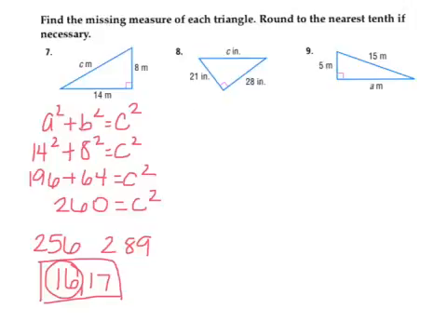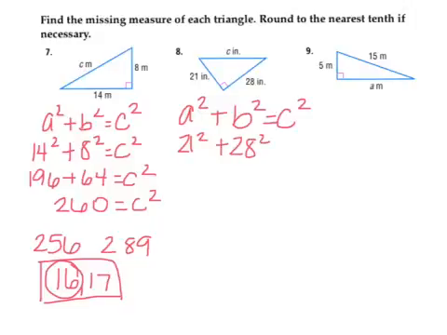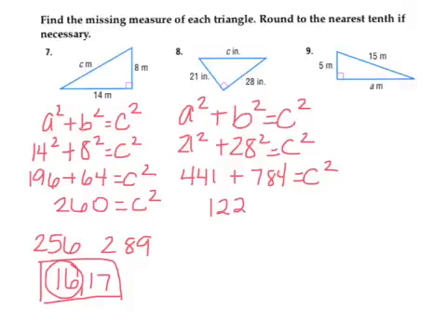All right, let's try letter B. So we've got a squared plus b squared equals c squared. And again, I've got a missing hypotenuse, so let's plug in. We've got 21 squared plus 28 squared equals c squared. So we're going to actually have to square these 2 numbers. 21 squared is 441, and 28 squared is 784, and that equals c squared. Now we're going to need to add those together, which is 1,225. That equals c squared.